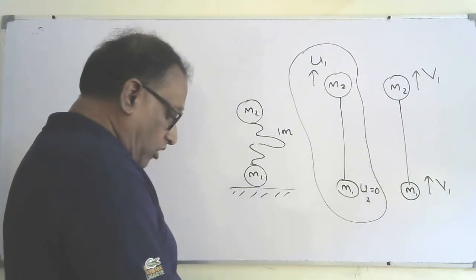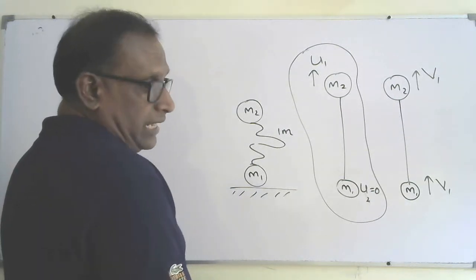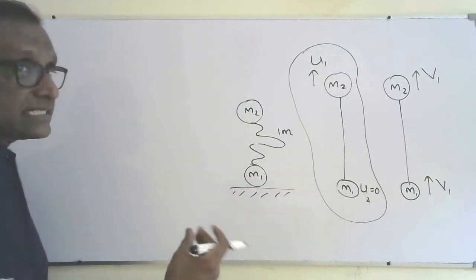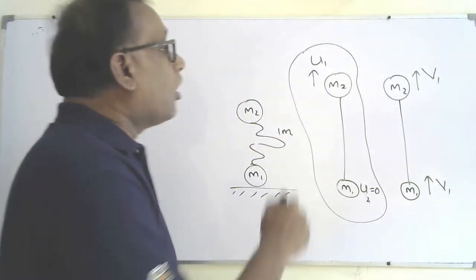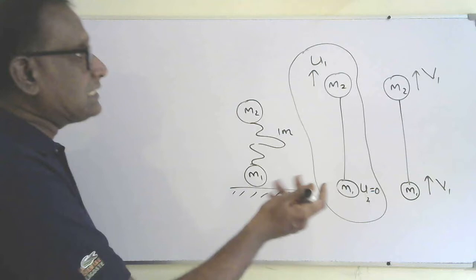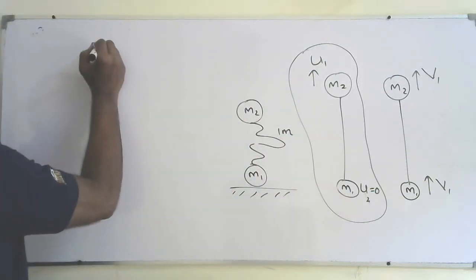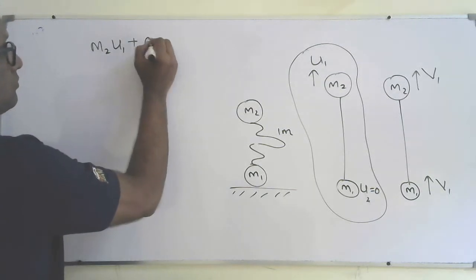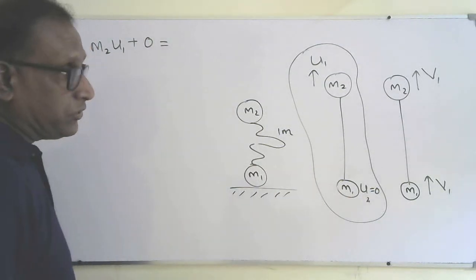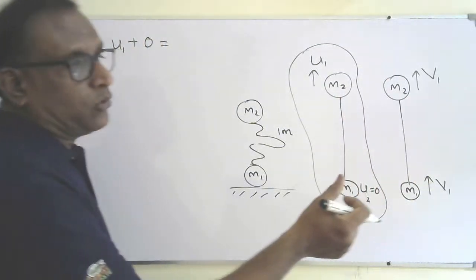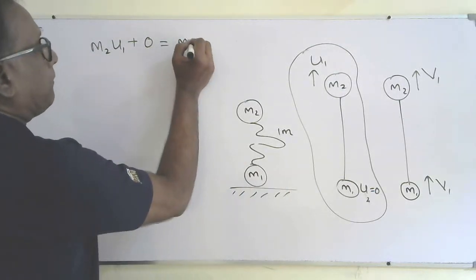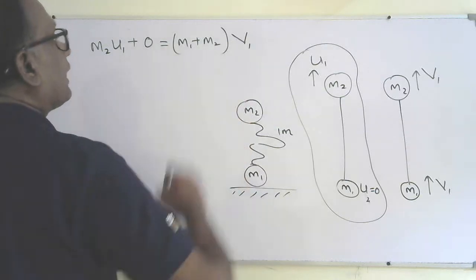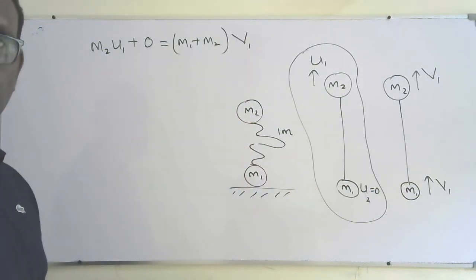So if I write the law of conservation of momentum for this situation, I can say the momentum before the string returns to its original shape, when the string is a little bit stretched, the initial momentum m2u1 plus 0, since this is at rest, should be equal to, they are going to move together at that moment, m1 plus m2 times v1. I can use the law of conservation of momentum.